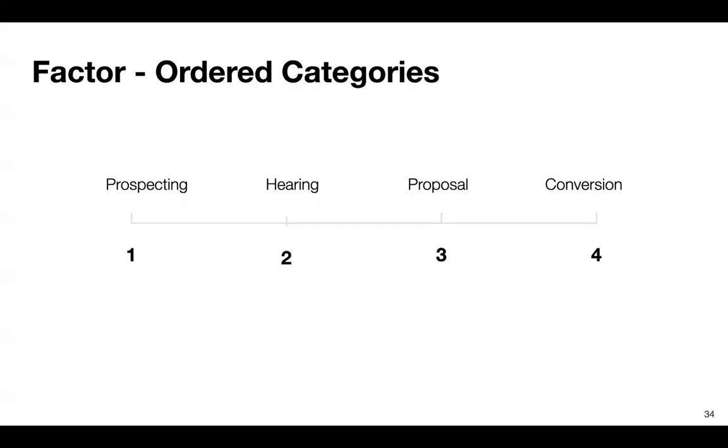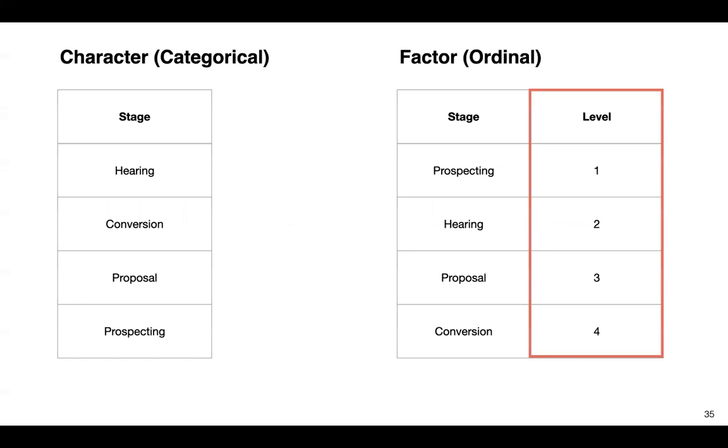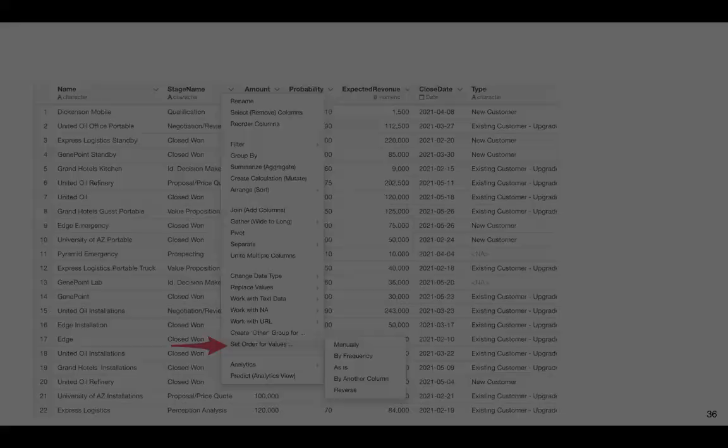So what we do is convert this character data type column to a factor data type column and have this order information embedded inside that column. That's what the factor data type column can do. So prospecting, hearing, proposal, conversion, and then we can give the level, which is basically the order number or index number 1, 2, 3, 4. From the surface, it looks exactly the same as a character data type column, except behind the scenes there is this level information embedded inside that column. Okay, so let's do this.